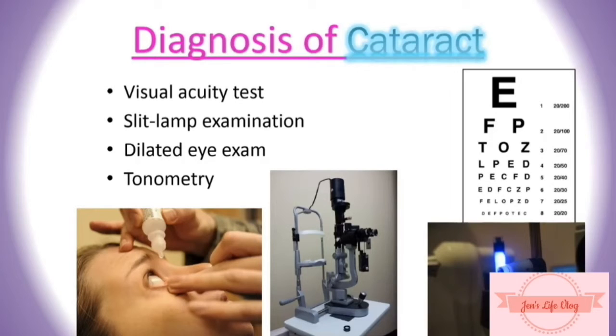Then, the dilated eye exam is performed, in which drops are placed in the eyes to dilate the pupils. This allows the eye care professional to examine also the retina and optic nerve. Lastly, tonometry is performed to measure the pressure inside the eye. These are the basic tests, but more tests can be done to gain more information about the eye structure.